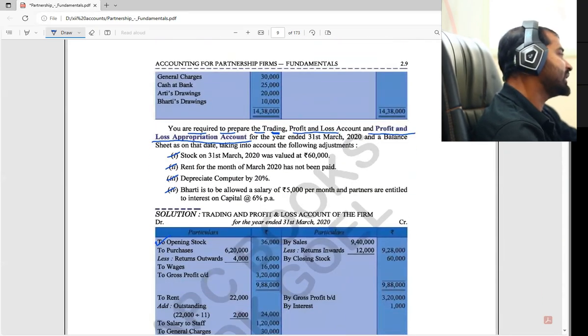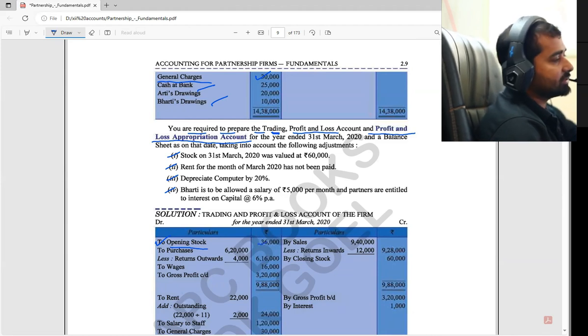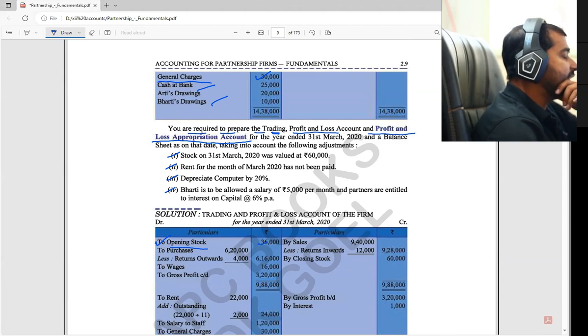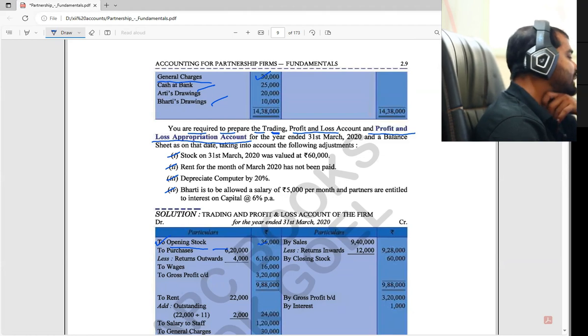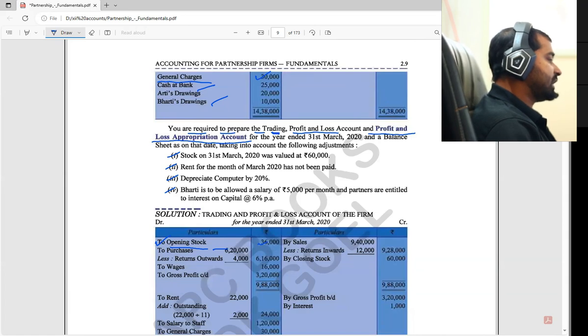Here some other things are also given, that is general reserve. We know that it is the profit part that you have reserved for the balance sheet. Now Arti's drawings and Bharti's drawings are also given. Now we are going to see the trading account. Opening stock is 36,000, correct? After that, purchases are 6,20,000 less return outwards, that is purchase return, 4,000, so that is 6,16,000.